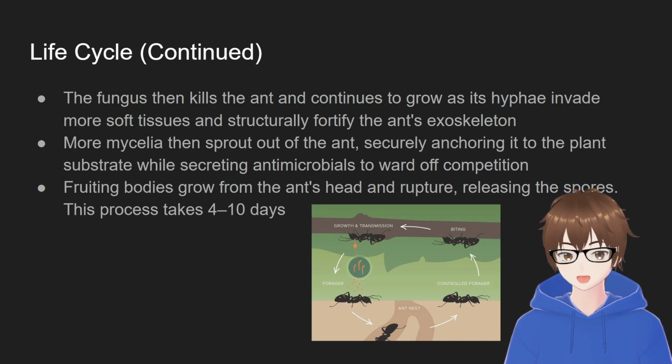And it will also, like I said, secrete antimicrobials, because there are also microbes that would attack the fungus or start to break down the ant. So the antimicrobials keep off any of the competition. The fruiting body will grow from the ant's head and rupture, releasing spores. This process takes 4 to 10 days. And then the cycle continues. So the ant climbs, attaches, the fungus grows, and then the fruiting body grows, and the spores are released, which will then go on to other ants, and that takes 4 to 10 days.